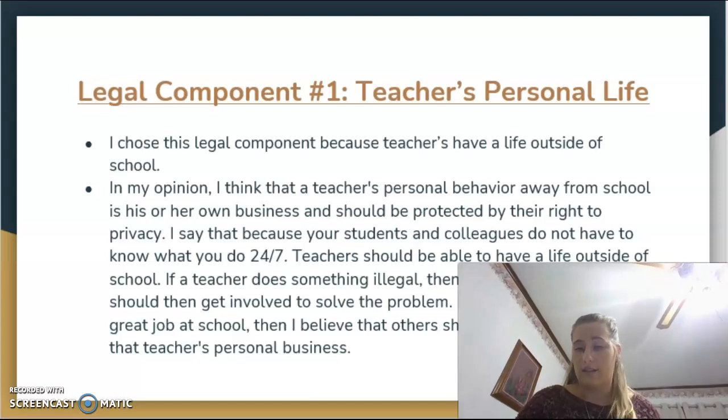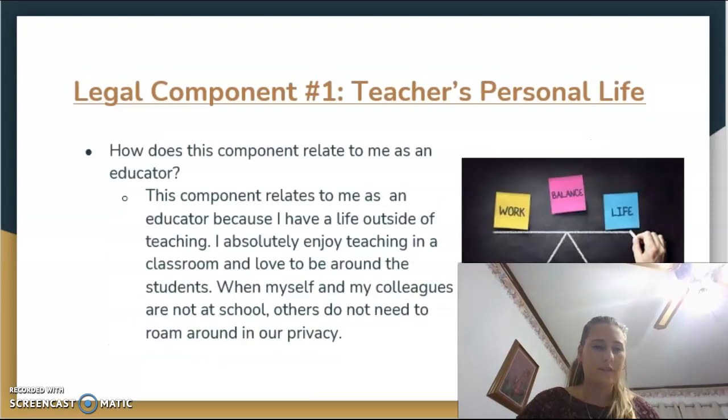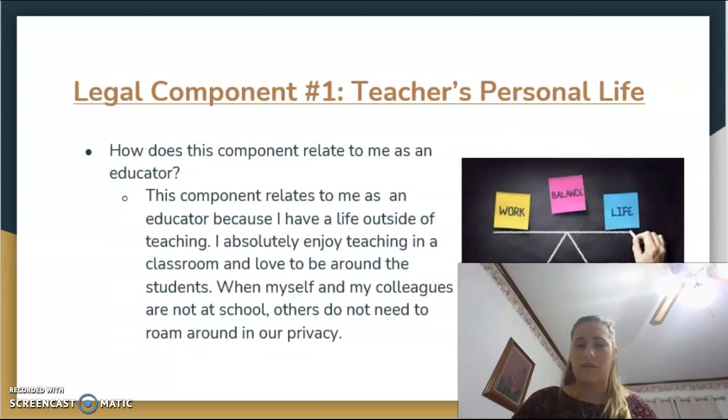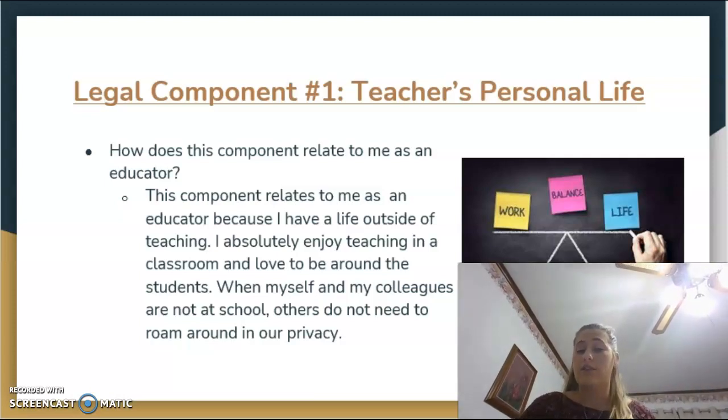I think that if a teacher does something illegal, then the school should get involved to solve the problem. But if a teacher is doing great in school, not causing problems, then others should not try to get involved in their personal business. This relates to me because I also have a life outside of school. I absolutely love teaching in the classroom and being around the students. When myself and my colleagues are not at school, others do not need to roam around in our privacy.